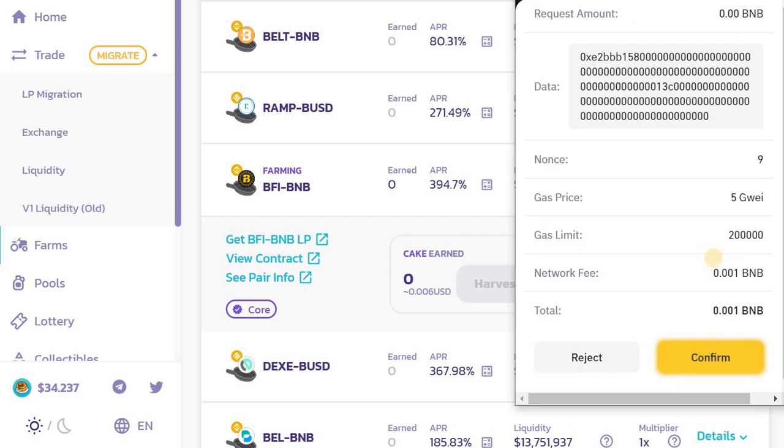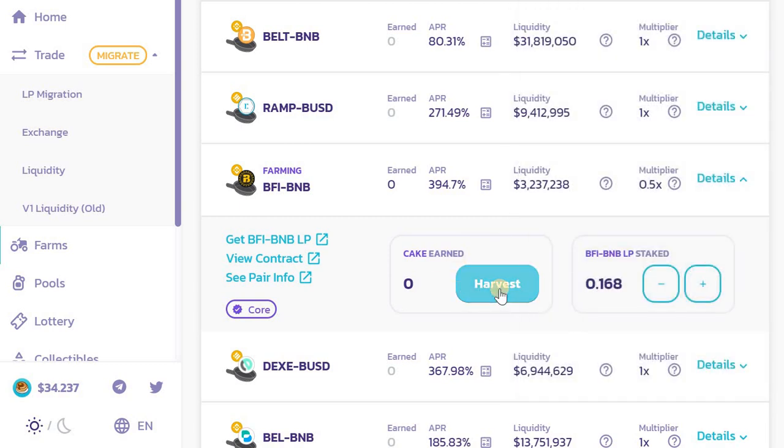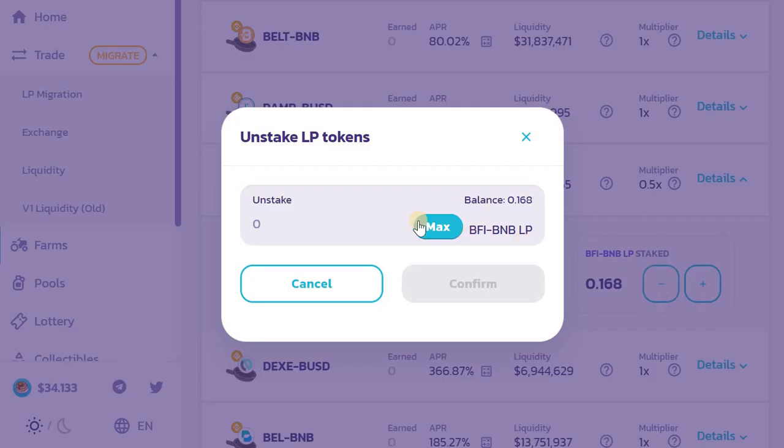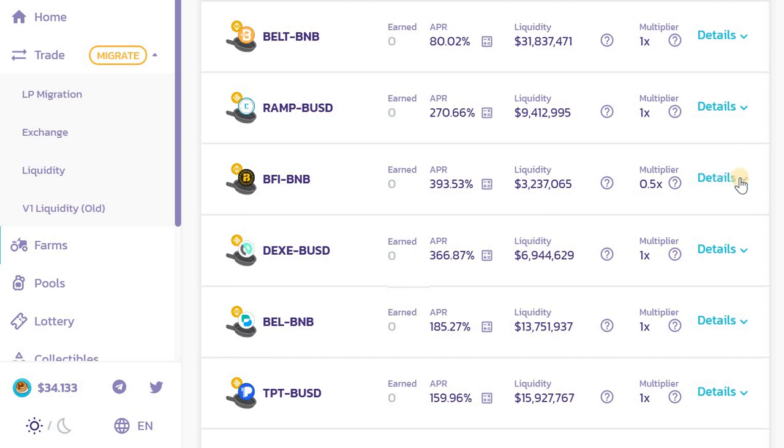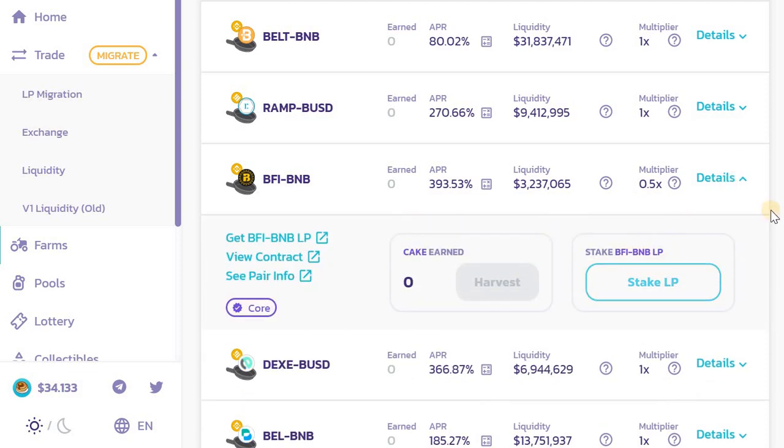As you can see, I have harvested my farmed cake. If you want to harvest, you just click on this and confirm it in your wallet. But also, if you want to unstake your LP tokens, if you don't want to stake again, you would have to click on this minus sign. Now, this shows that you want to remove your LP tokens. So when you do this, you see unstake LP tokens. I'm going to click on max, and I'm going to confirm this transaction in my wallet. My transaction is pending. As you can see, I have successfully unstaked my LP tokens. If you click on this, you will see that there is no more LP token available. Understand? Because I have removed my LP token from this pool.